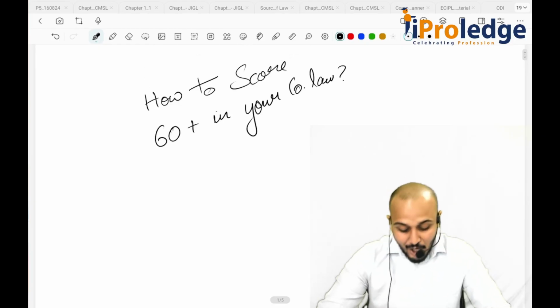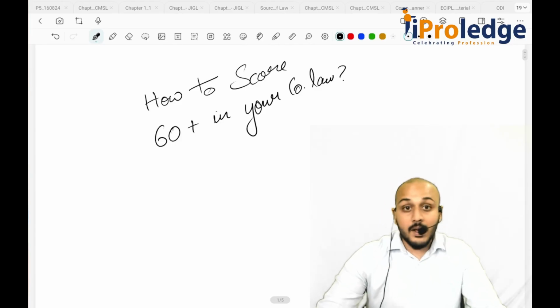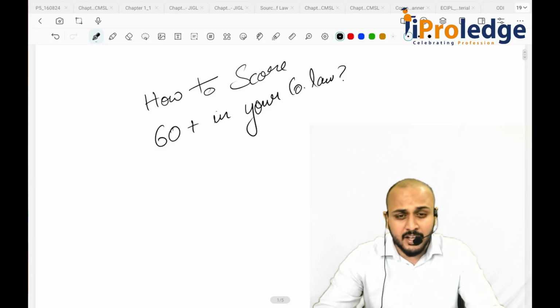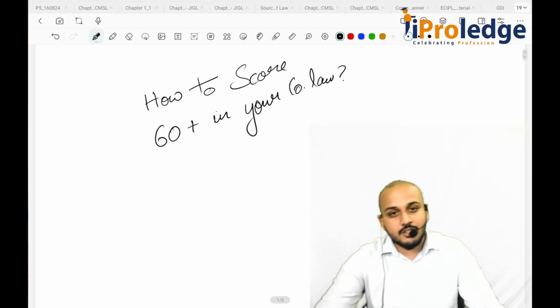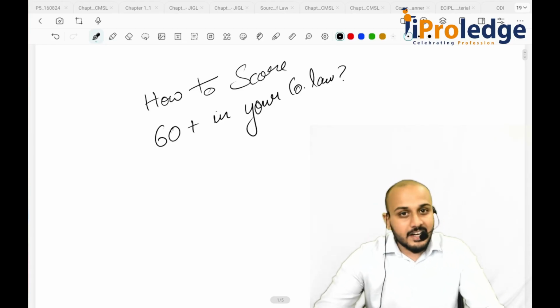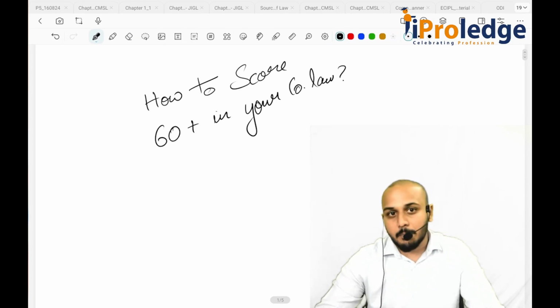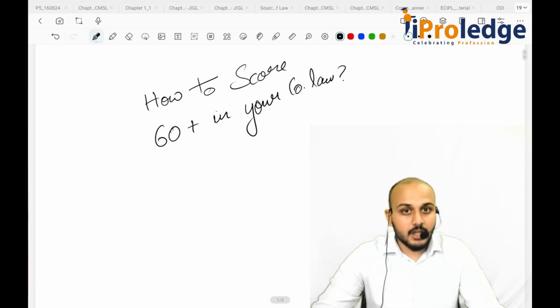The most asked question we have received is how to score 60 plus in your company law subject. Before we get into the exam strategies on how many marks you should be attempting, how you should study, how many revisions you need, and in what sequence you should study, let's understand how important company law is.